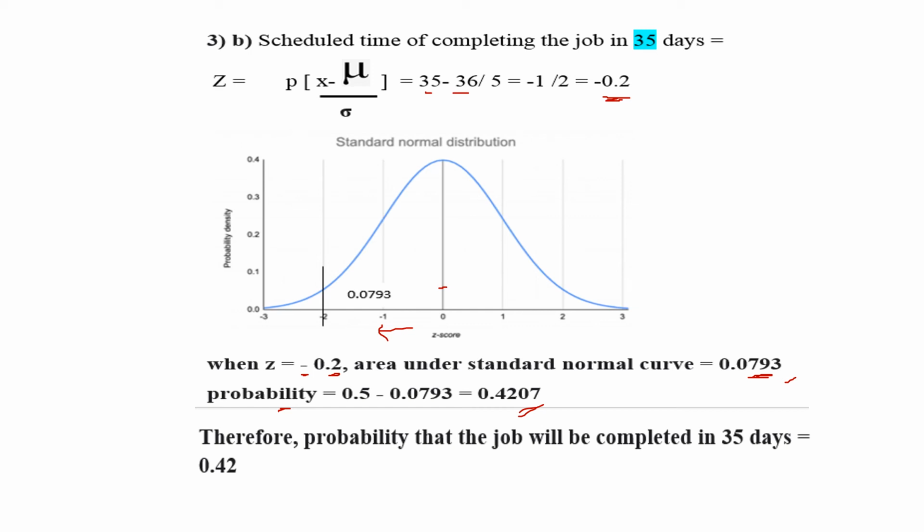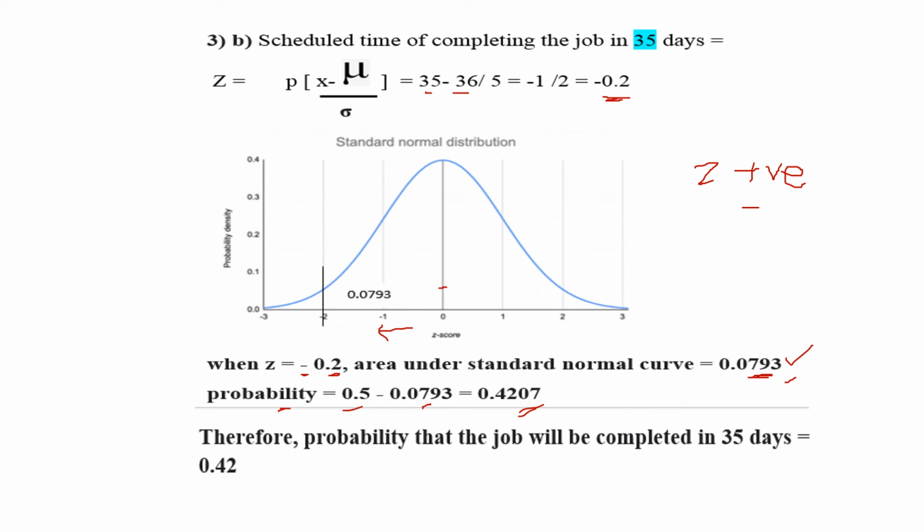When the z value is positive, a small clue is there. If the z value is positive, add 0.5 with the table value. And if z value is negative, subtract the table value from 0.5.